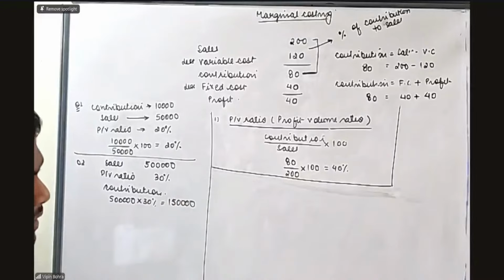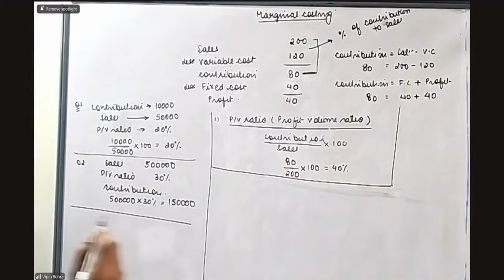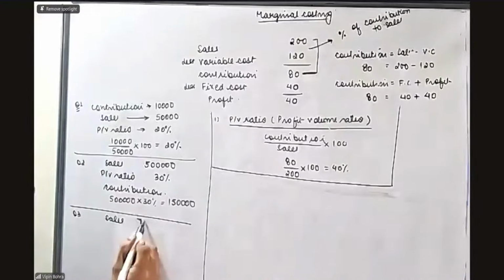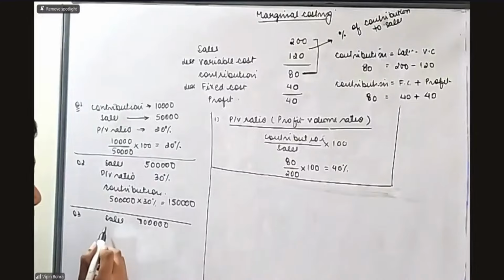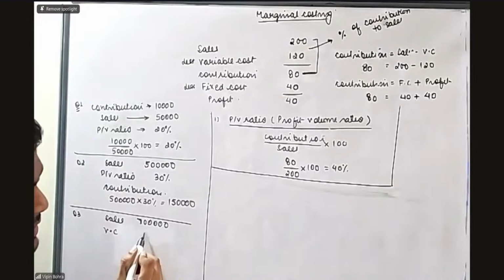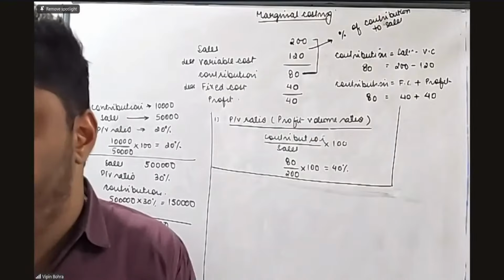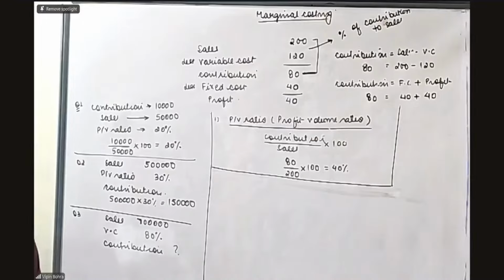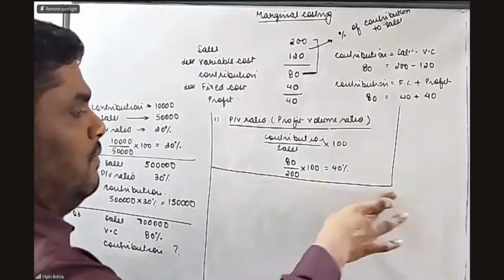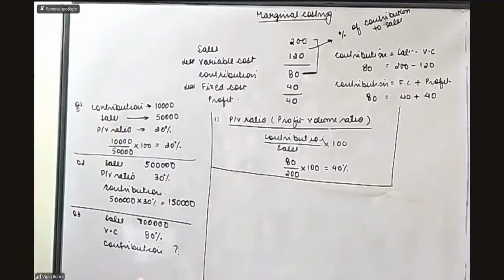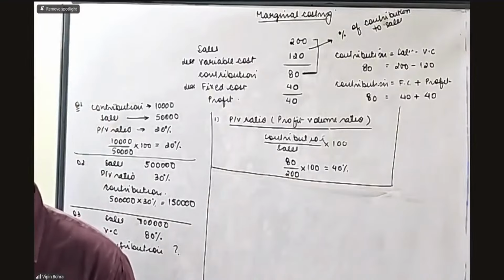Let's take one more question. Let's say my sales is 7 lakh. My variable cost is 80%. So what will be my contribution? Waiting for your answers.